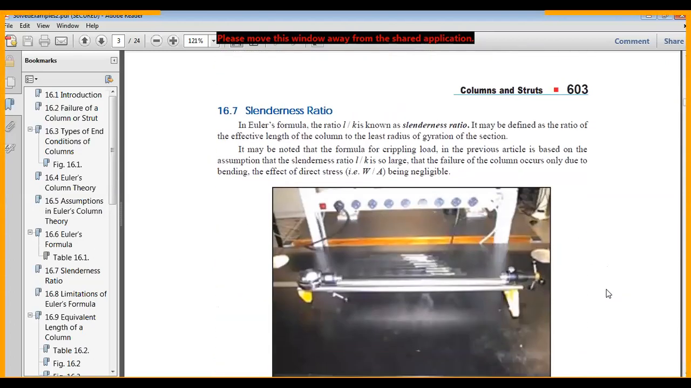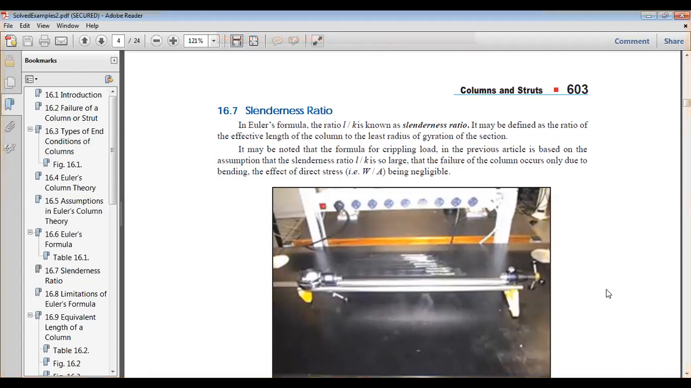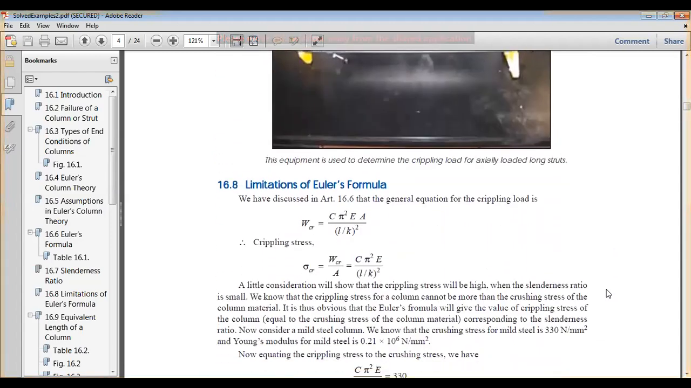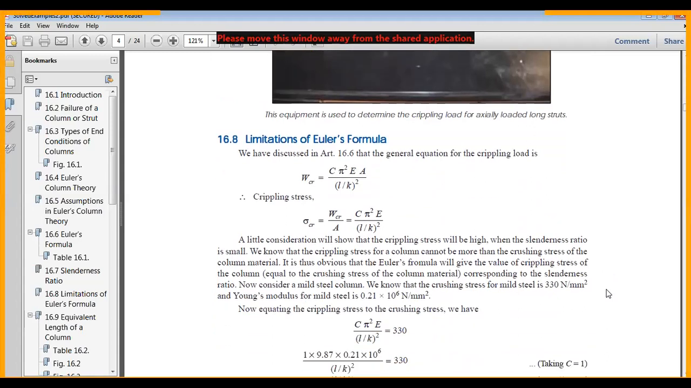So now we come to slenderness ratio. L by K is known as slenderness ratio, where L is the length of the column and K is the radius of gyration. Now, limitations of Euler's formula. What is the limitation? We have earlier studied that if the material is not following the standard conditions under which we have considered the column, then it cannot be extended to that condition.